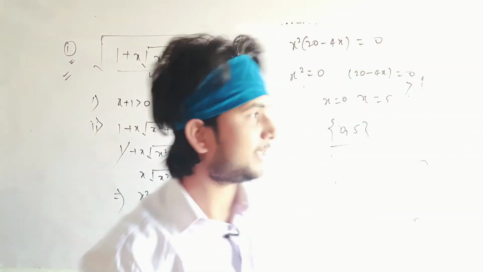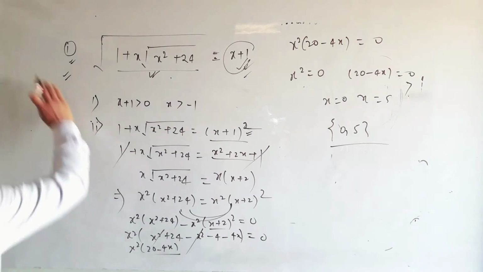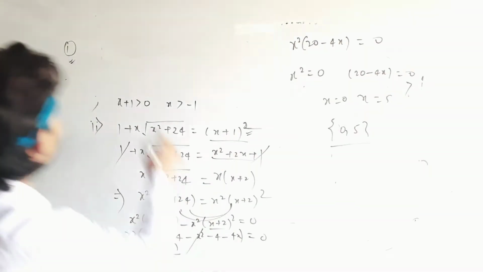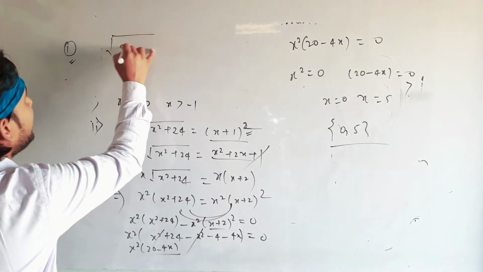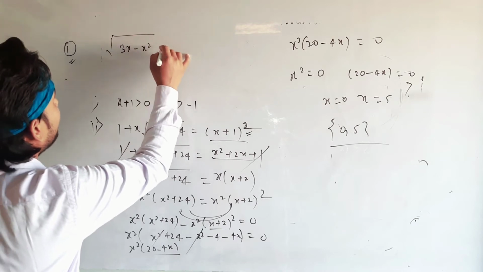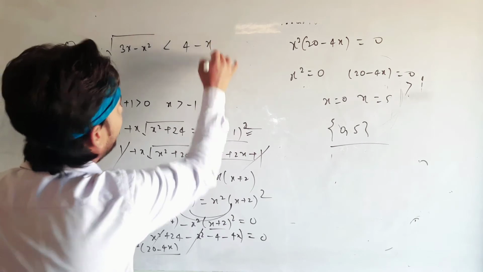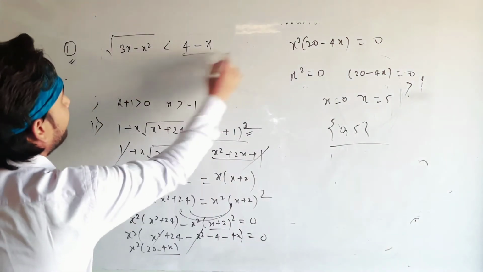Okay, let's see the second question. The second question says that under root of (3x minus x square) is less than 4 minus x. Am I right? Okay, I am right. 4 minus x.